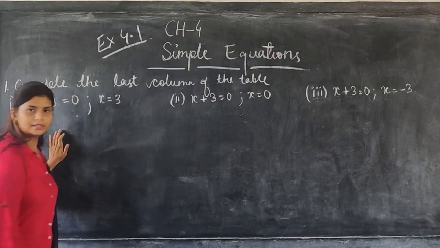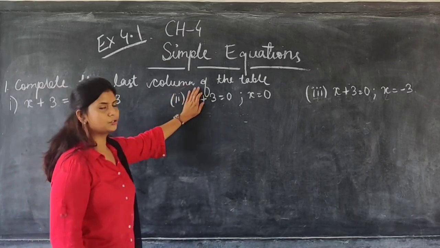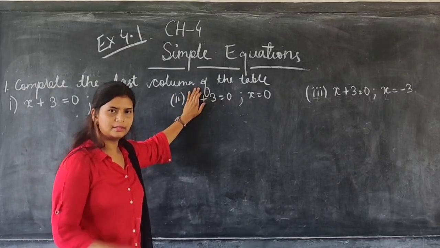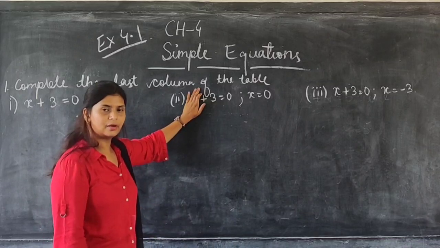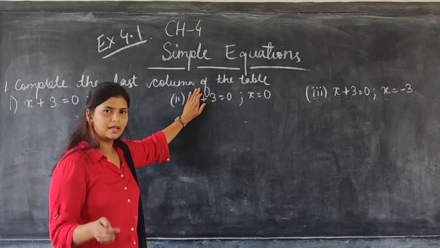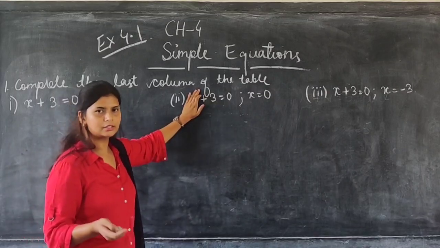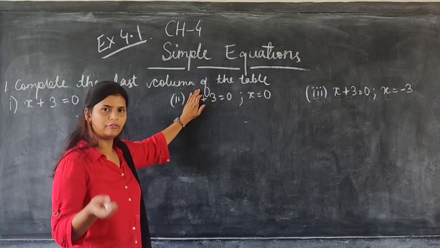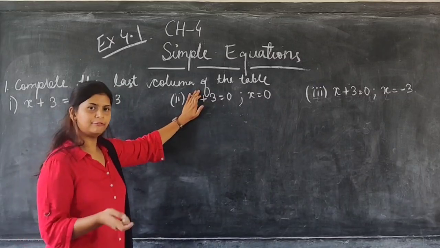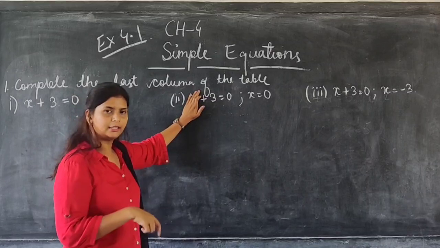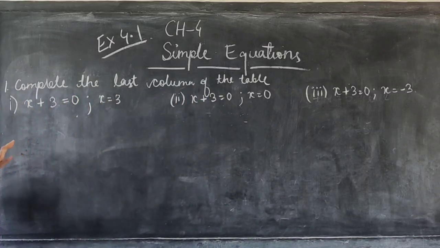Okay, now let us see question number 1. Complete the last column of the table. So in your book, question number 1, there is a table. There is an equation, and then the next column is the value of x. That is x equals 1 or x equals 2. That is called the value of x. And then in the last column, you have to write if, according to the given value, your equation is correct or not.